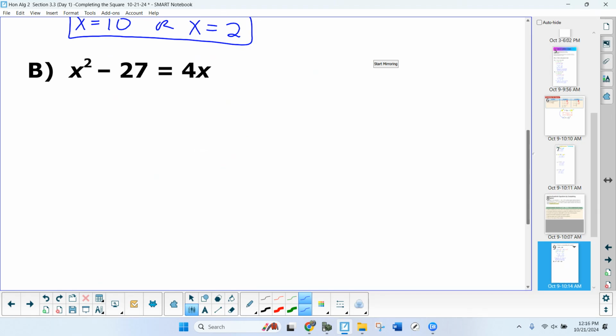Jarrett, what are you going to do to start this one? You can add 27 over, and what else? Subtract 4x. Yeah. So, guys, I know the quickest thing is to subtract x squared, but you don't want ax squared to be negative. So, Jarrett said, move the 4x over here, move the 27 over there. And when you do, Jarrett, how is this looking? X squared minus 4x equals positive 27. Is everybody okay with how he added the 27, subtracted the 4x?